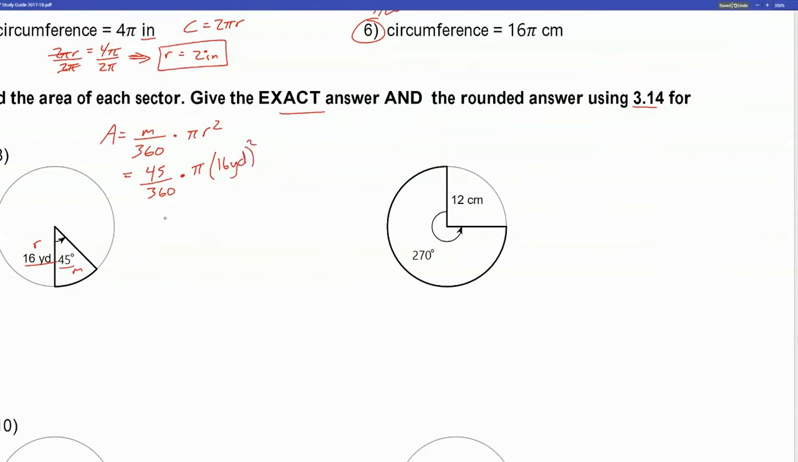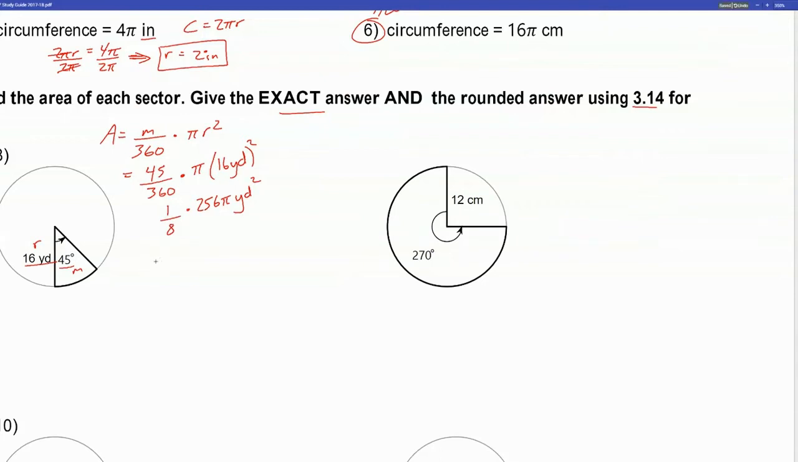All right, so you could do this entirely in your calculator if you want. You could do 16 squared, which is 256, times pi. And don't forget, we just squared that 16 yards, so we're going to have square yards. Times the 45 over the 360. If you know your fractions, you would know that that is the same as 1 over 8. Let me double check. Yeah, 1 over 8. So you can reduce if you want to do that.